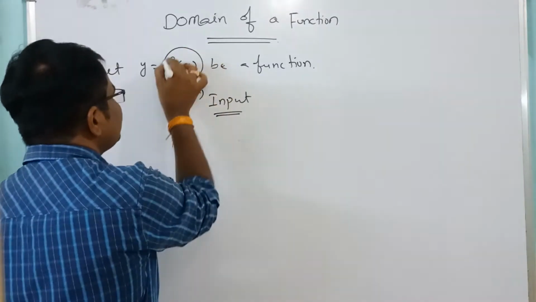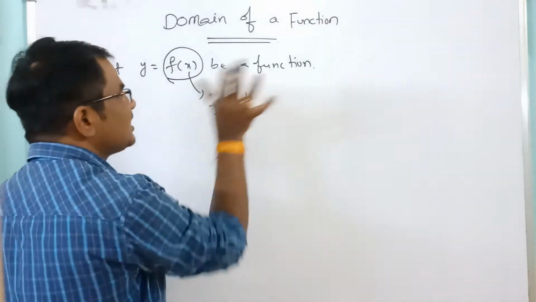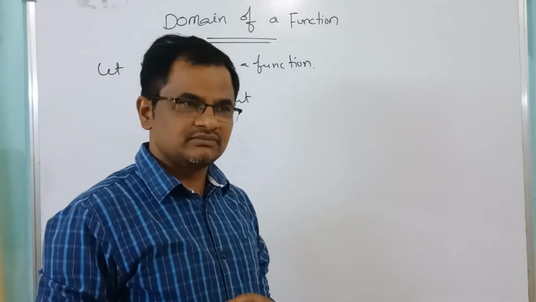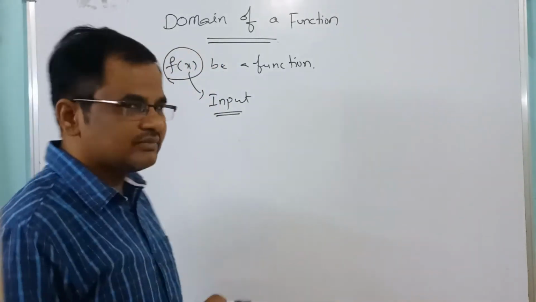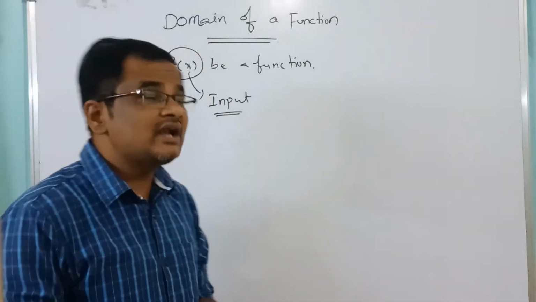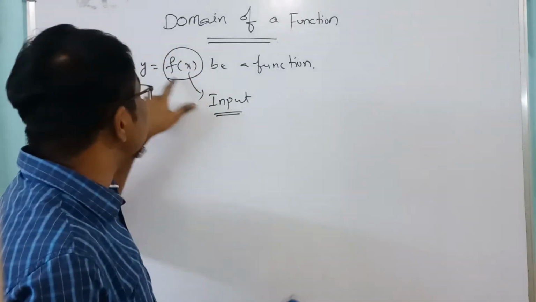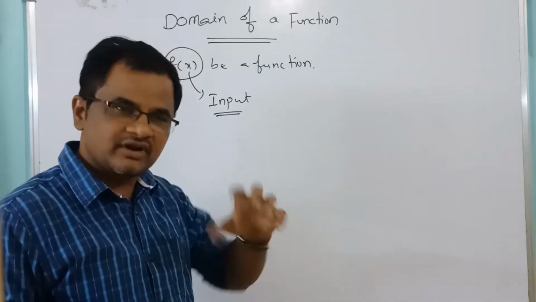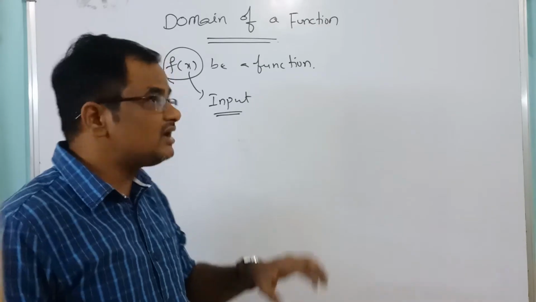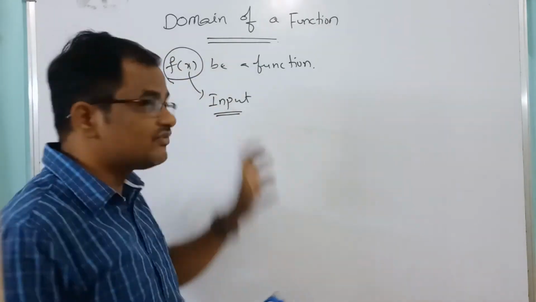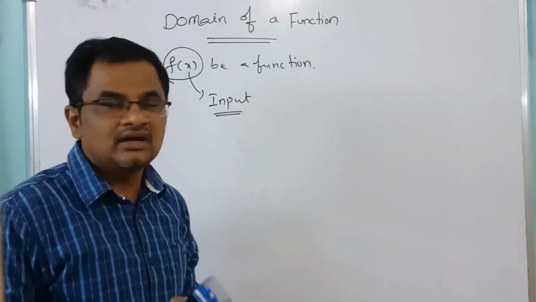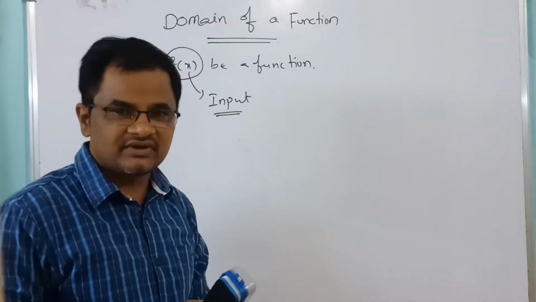For this function, what is the input? That is called the domain of a function. Means from the real numbers, for what values of x this function exists, or is defined, those values are called the domain of the given function, right?